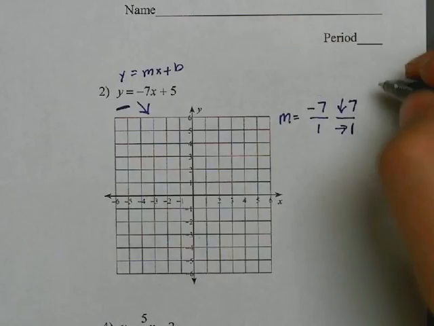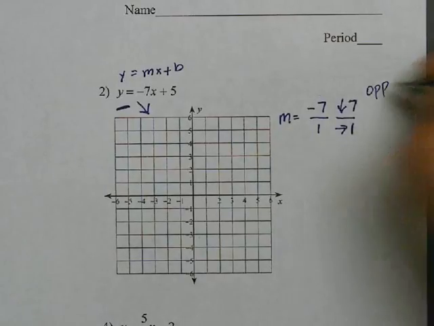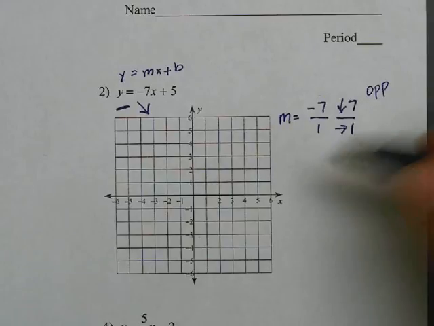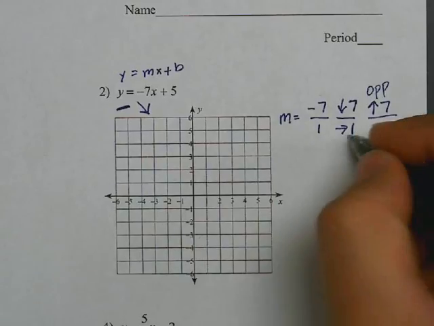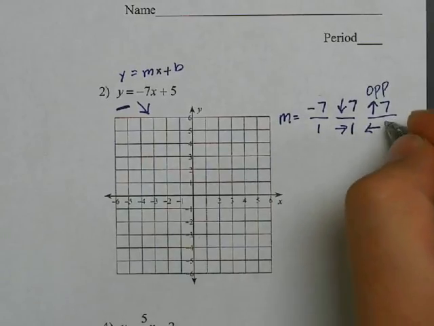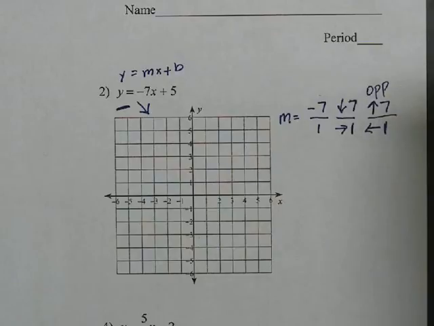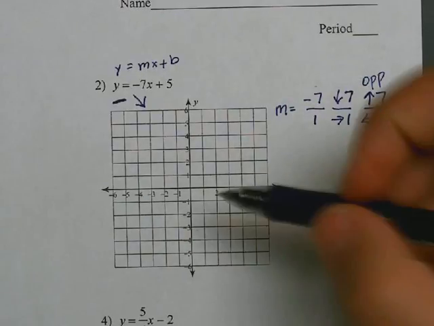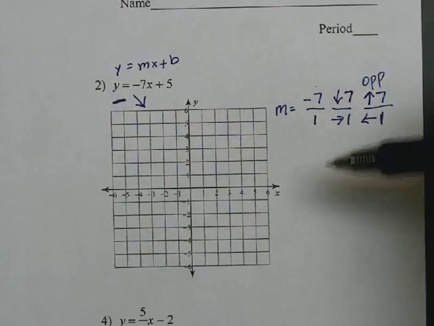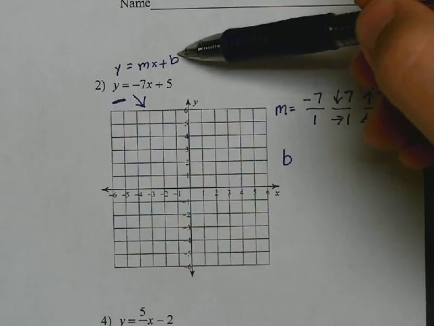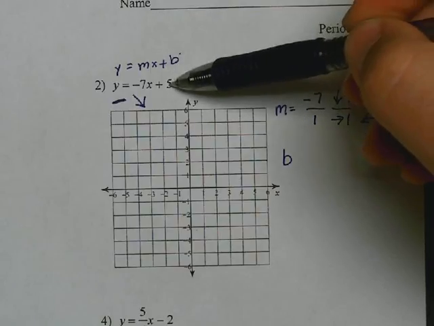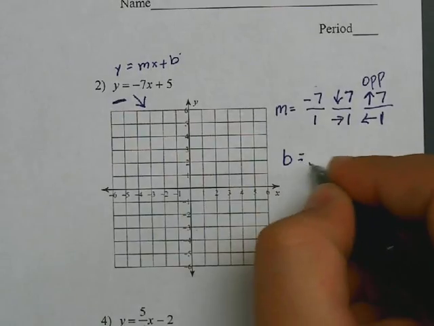Now we look at the opposite of that, just in case we don't have room on the graph. The opposite of down 7 is up 7, and the opposite of right 1 is left 1. Those will come in handy, since everything depends on your graph and how it works out. From there, your fifth step is to determine the y-intercept. In the b spot is positive 5, so b equals 5.